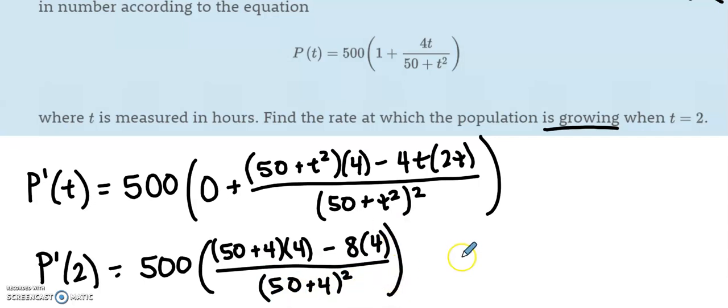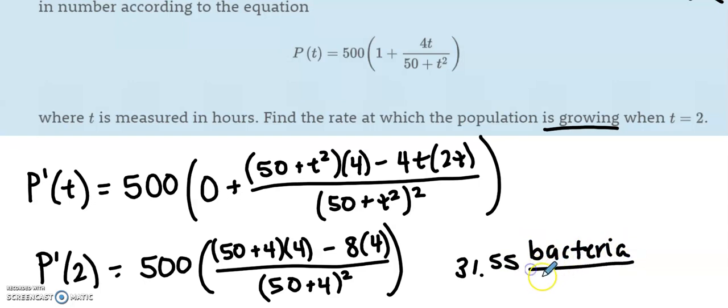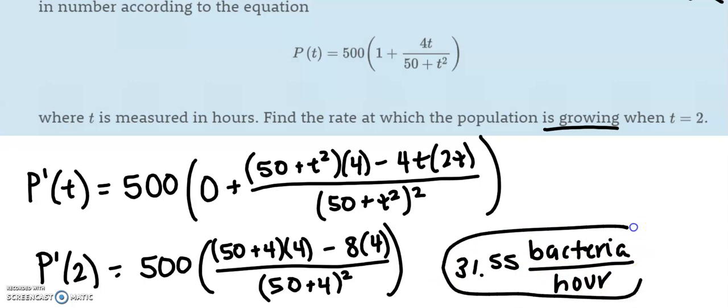And we should come out with 31.55, and that's going to be measured in bacteria, because that's what our population is measured in, and then per hour, because we have a rate of change with respect to time. P prime is population, T is time.